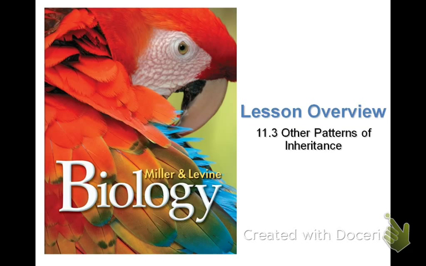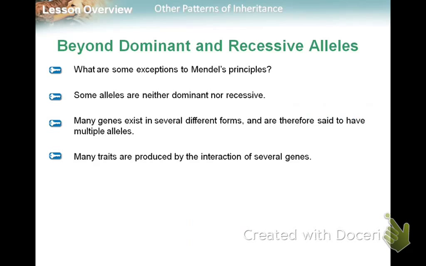We've talked about single trait crosses or one trait crosses. We've talked about two trait crosses now. But things aren't so cut and dried in biology. So in genetics, we have different patterns of inheritance that we're going to discuss right now. These are exceptions to Mendel's principles.